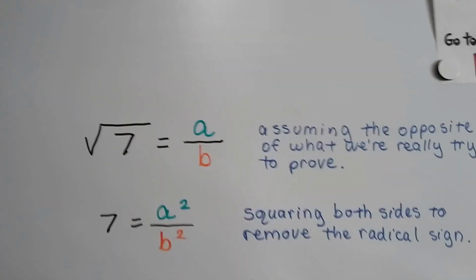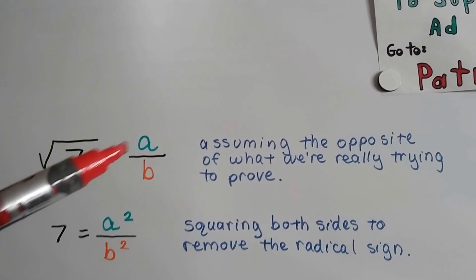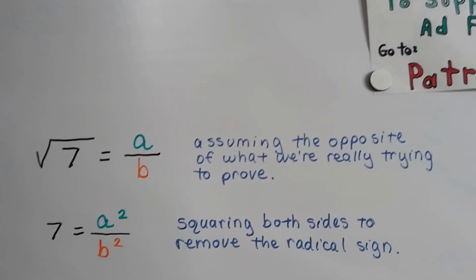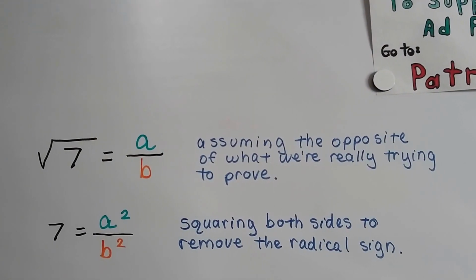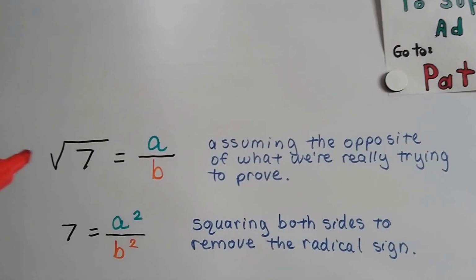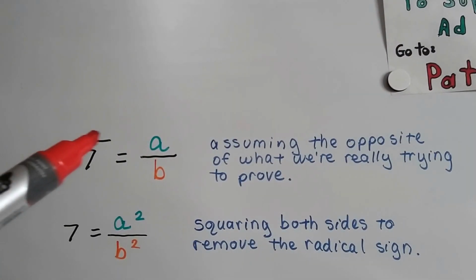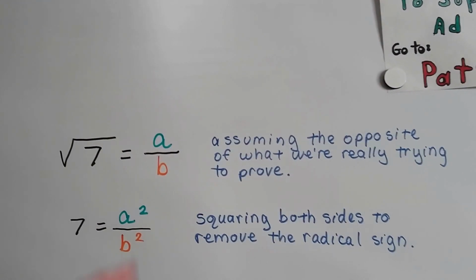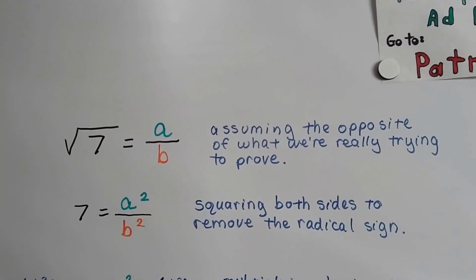Okay? So the square root of 7 would then be equal to a over b if we're assuming it's a rational number. We're assuming the opposite of what we're really trying to prove. So we're trying to prove it's irrational, so we're going to assume that it's rational. All right? And rational numbers are a over b, in simplest form.